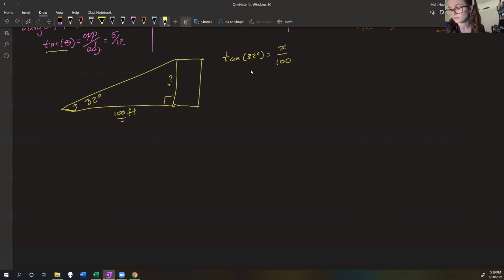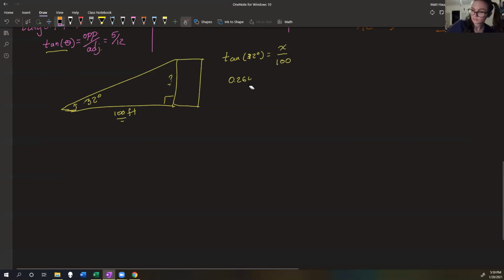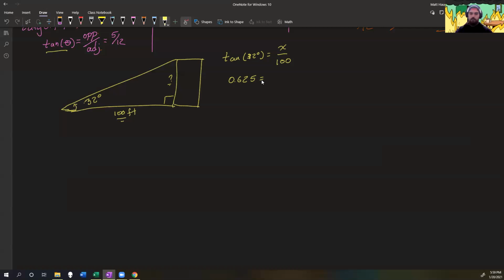0.624, etc. So 0.624. Anybody want to back that up or argue with that? You could also round up to 625, but I don't think that's important. And then that is equal to x over 100, multiply both sides by 100. Well, first, did anybody get anything different? No? Nobody? Is someone supposed to get a different answer?